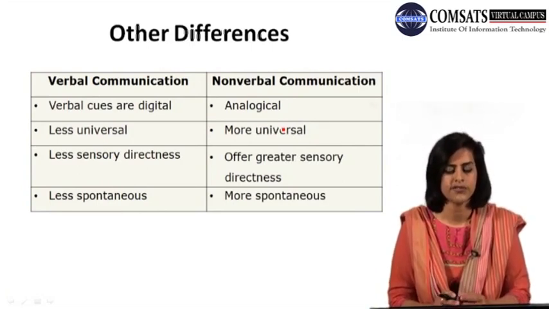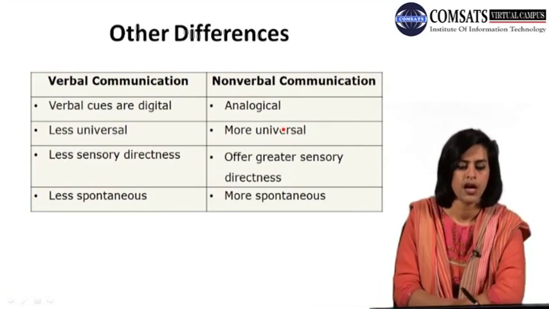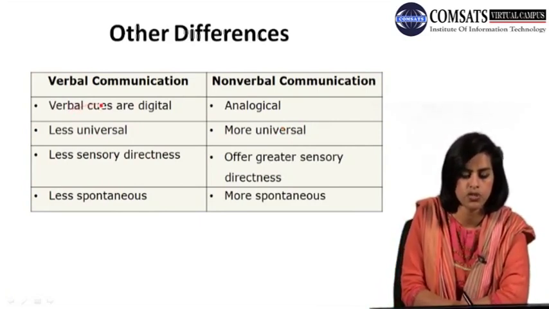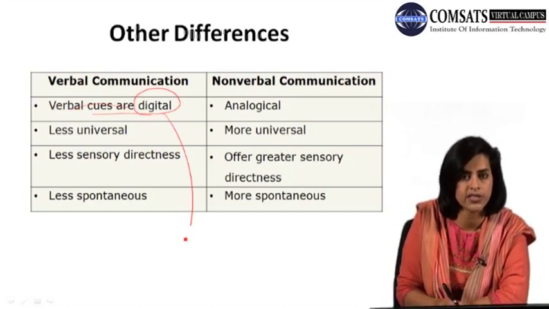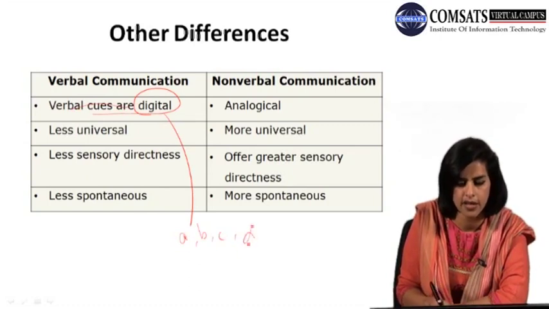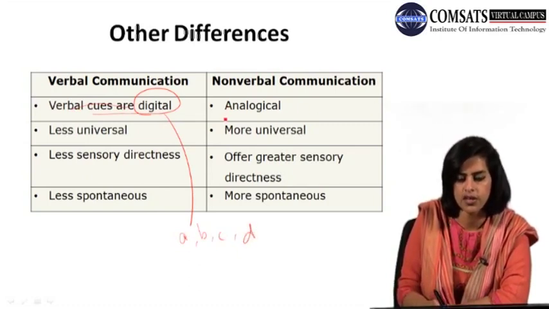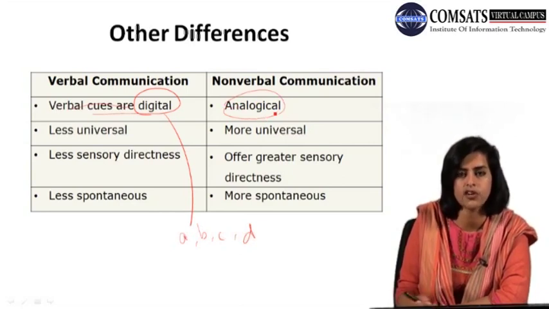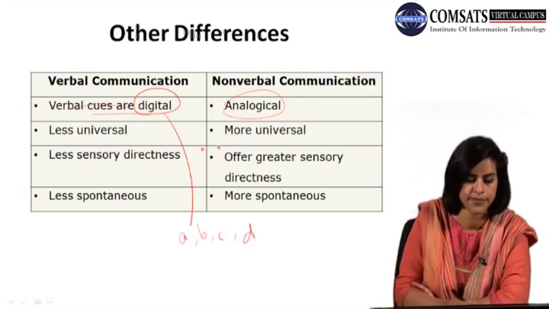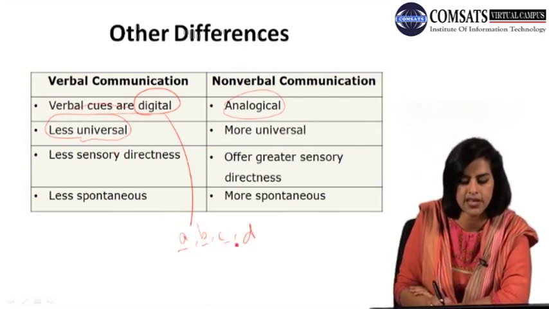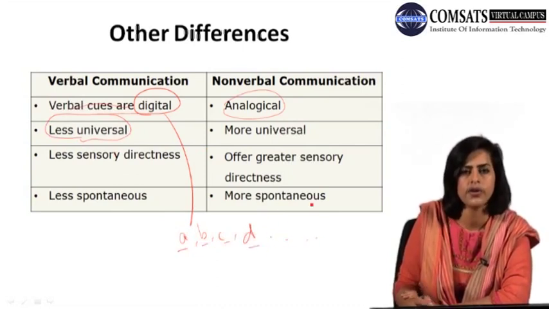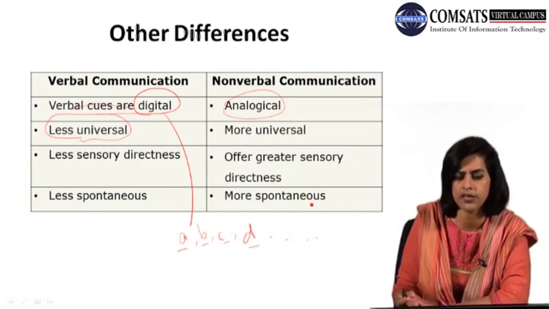Now moving on, there are some other differences between verbal and non-verbal communication. Verbal communication has verbal cues which are usually digital. By saying digital, I mean that they are visible, like A, B, C and D. However, in non-verbal communication you don't have these digital appearances, you have analogical appearances which are basically not seen, and can only be felt. Verbal communication is sometimes less universal because these A, B, C and D sounds, or many more, are not understandable in any other culture or in any other language.